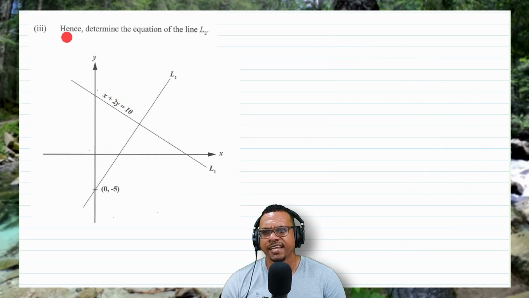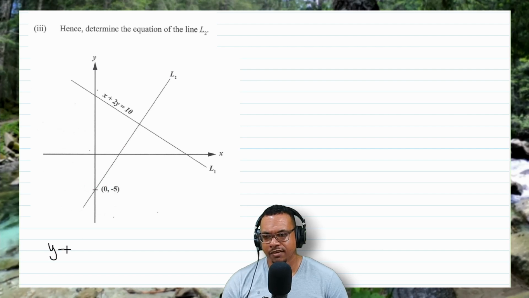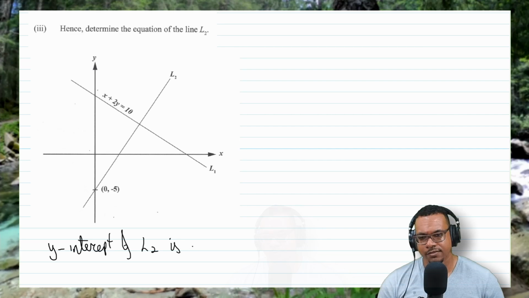All right, so now let's say, hence determine the equation of line 2. So this is line 2 here. All right, and as we said, the y-intercept of line 2 would have been -5. All right, so the y-intercept of line 2 is -5, right? Because that's where the line cuts the y-axis, line 2. So that tells us c is -5.